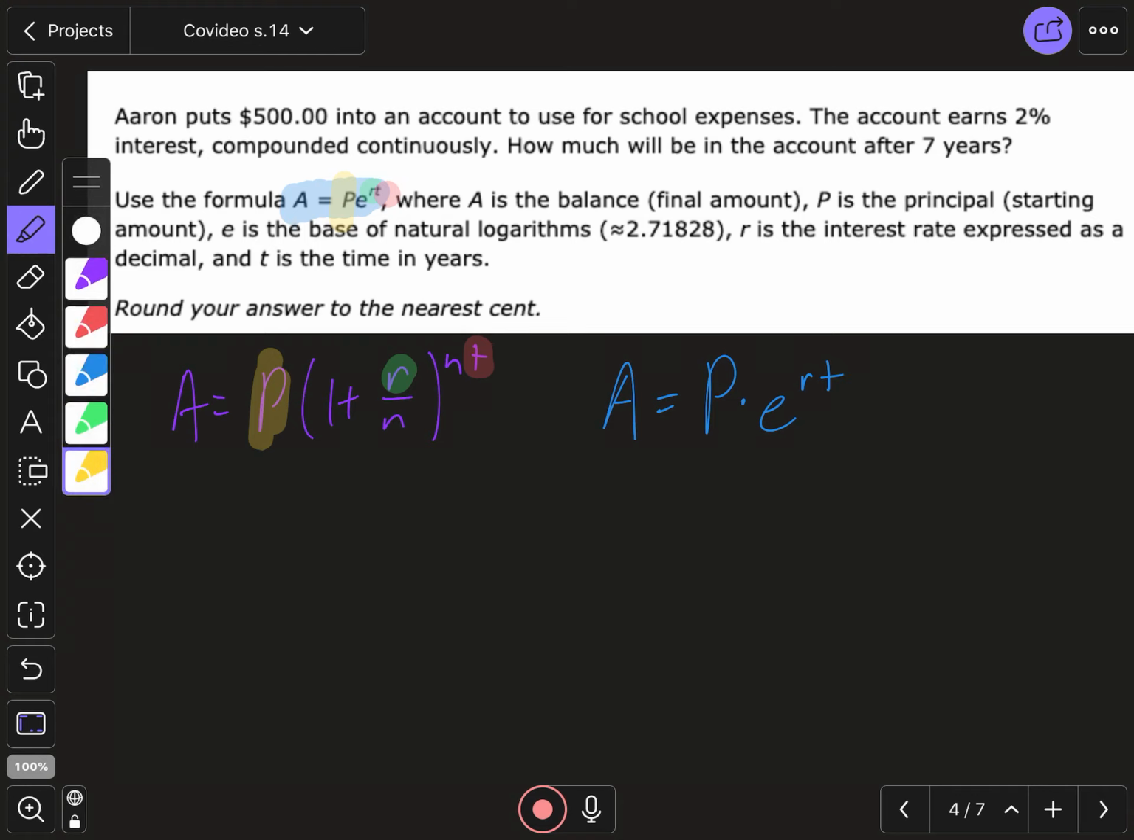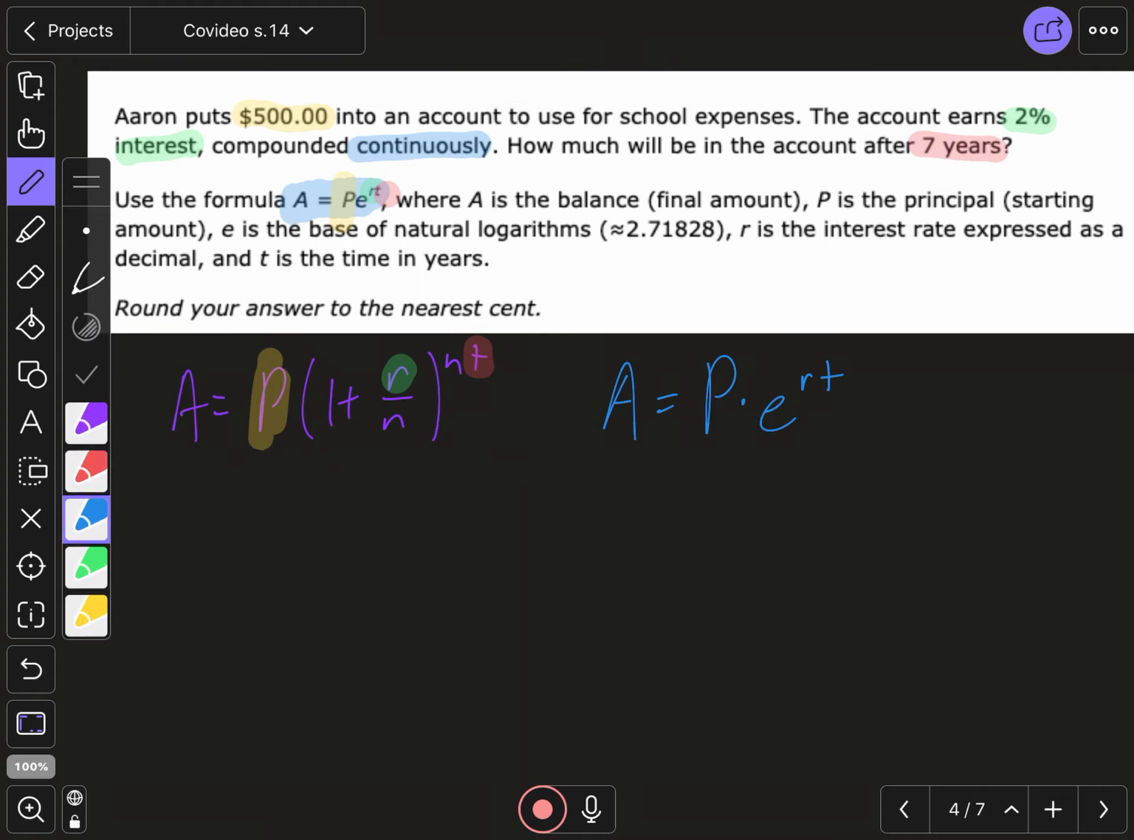So Aaron puts $500, so there's our P value, into an account for school expenses. Their account earns 2% per year, so there's our r value, or 2% interest. It's compounded continuously, so what that means is that you're going to use this formula here. Anytime you see continuously, we use the Pert formula, not this formula. And then, how much will be in the account after 7 years? So there's our time. So let's plug those numbers in.